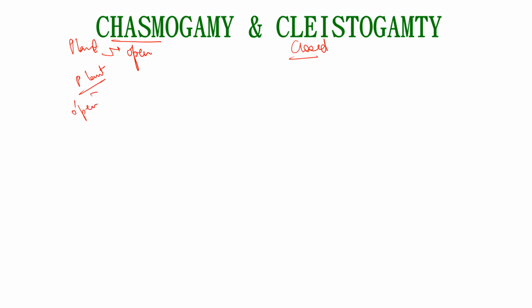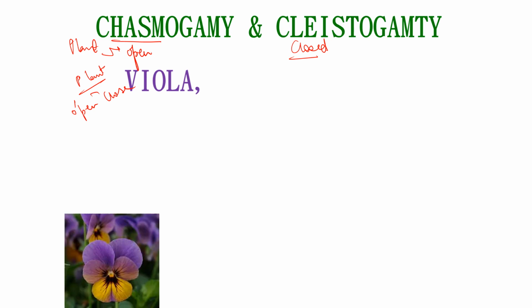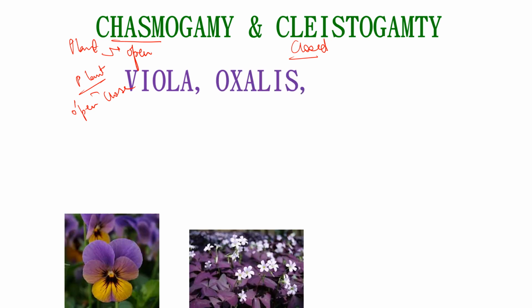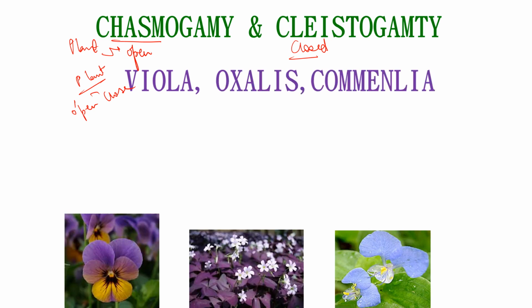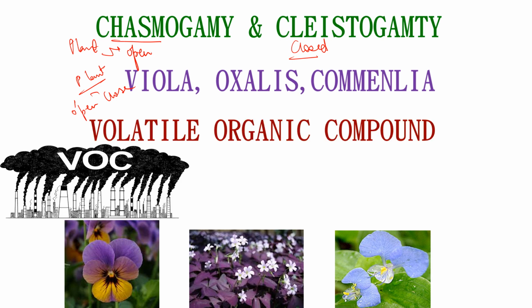So these examples are given in the NCERT, and the examples are Viola, Oxalis, and Commelina. For that, the trick is volatile organic compound. You must have studied in chemistry about the volatile organic compounds. So from them you can remember that Viola, Oxalis, and Commelina consist of both types of flowers, that are chasmogamous as well as cleistogamous.